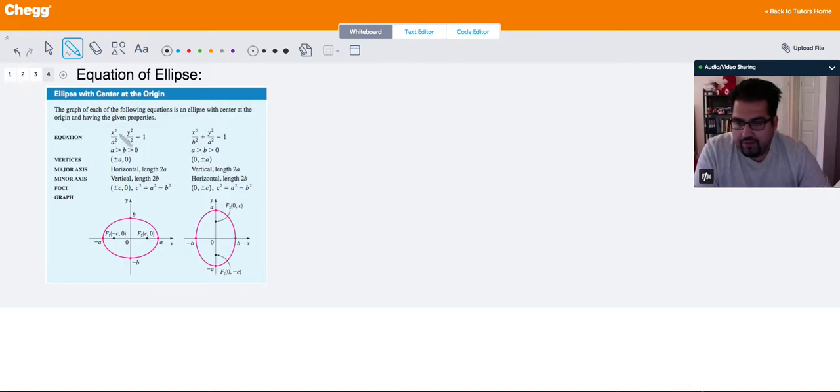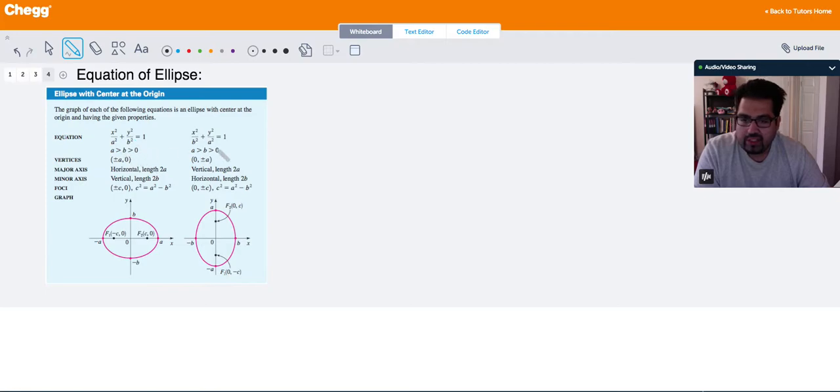So if the denominator of the x squared includes the greater number, which is a squared, then that's going to be a horizontal ellipse. And if the denominator of the y squared includes a greater number, that's going to be a vertical ellipse. So this is basically a standard form of the ellipse centered at origin.